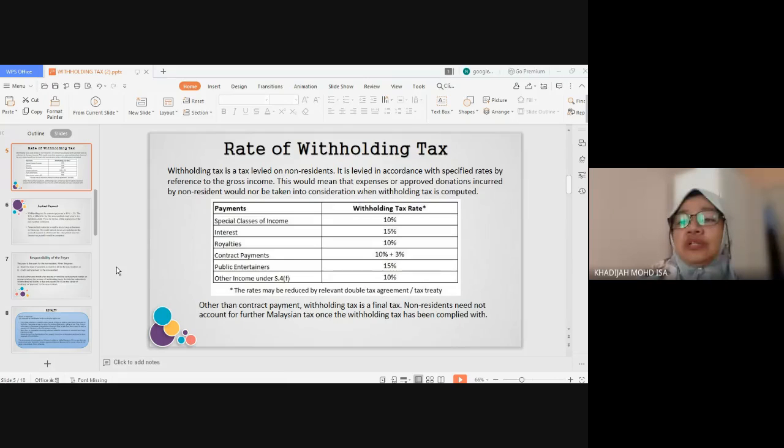So if the company year end is 31st of December, when should the company submit Form C? Anyone? When should a company submit Form C?